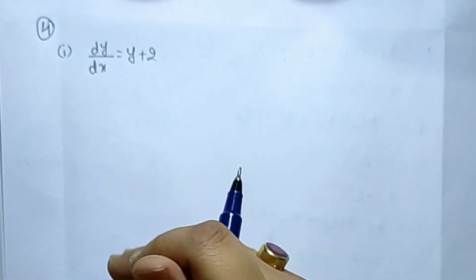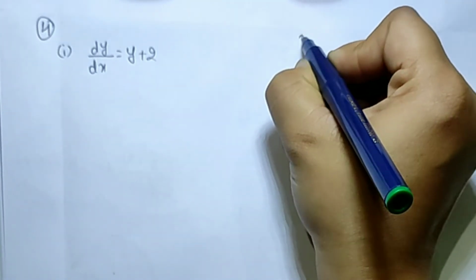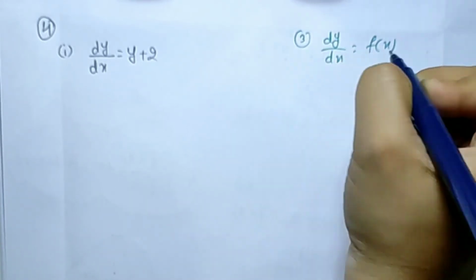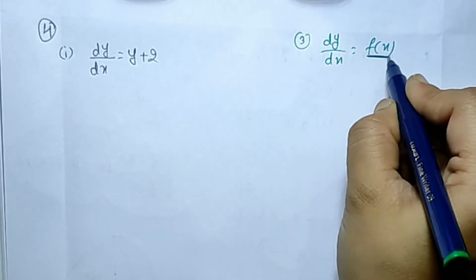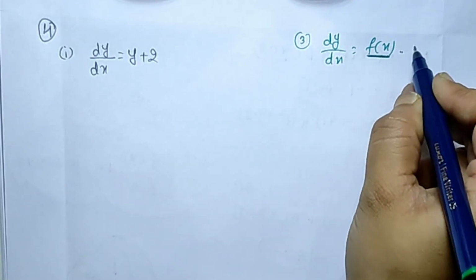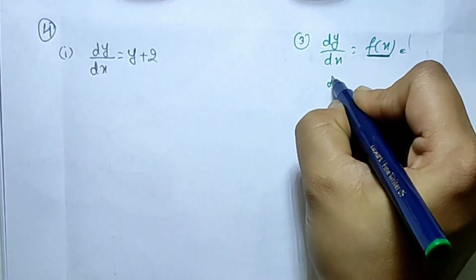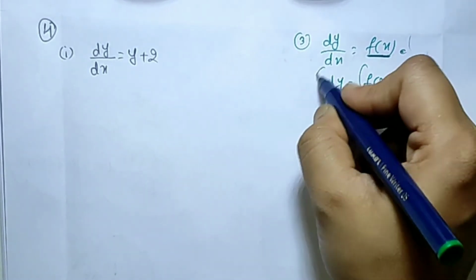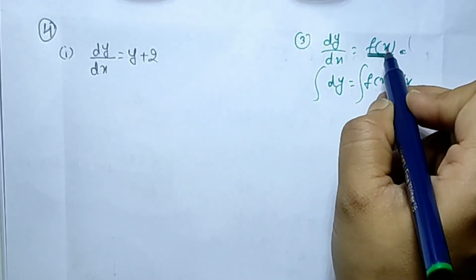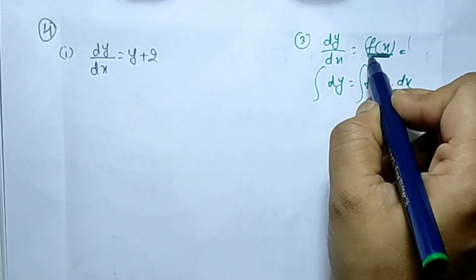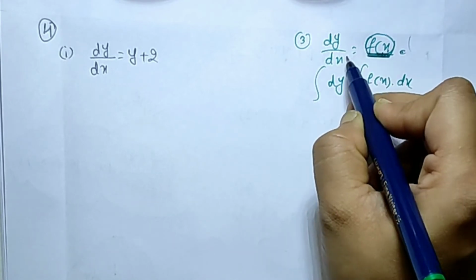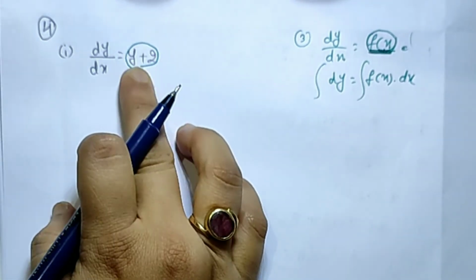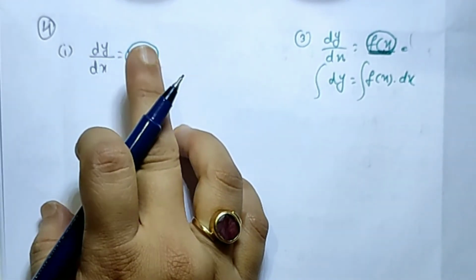Now from the previous question, question number 3, we had questions like dy by dx is equal to f of x. So to integrate this f of x, we need dx. So dy is equal to f of x into dx. So we can integrate both sides because this is a function of x. So we can integrate this function with respect to x. Now this is a function of y. So we can integrate this function with respect to y.